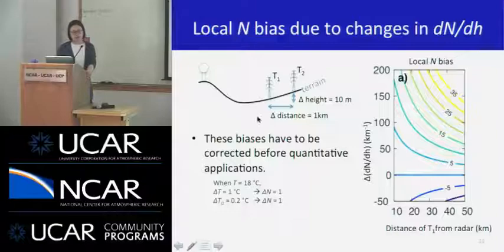For example, if the ground targets, target one and target two, are 1 kilometer apart, and the height difference is 10 meters, then we will have a local refractivity bias. It is a function of the distance of target one and also the vertical gradient changes. For example, if the ground target is 30 kilometers away and the DNDH changes by 100 per kilometer, you will have a 15 N unit change. But how big is this change? We recall that previously one N unit change could be caused by one degree Celsius. So 15 N units would be caused by 15 degrees Celsius. So this is a bias we need to deal with instead of neglecting it.